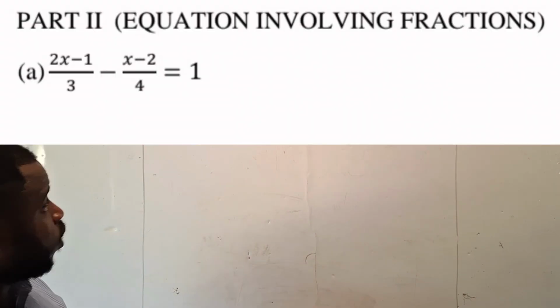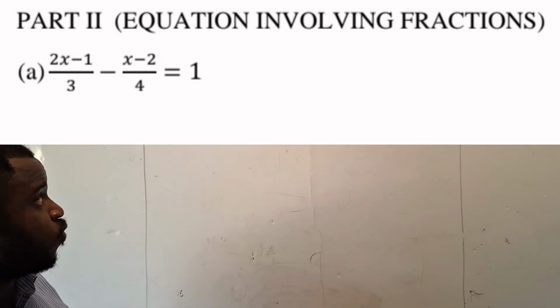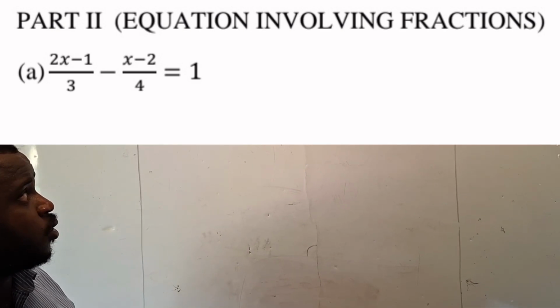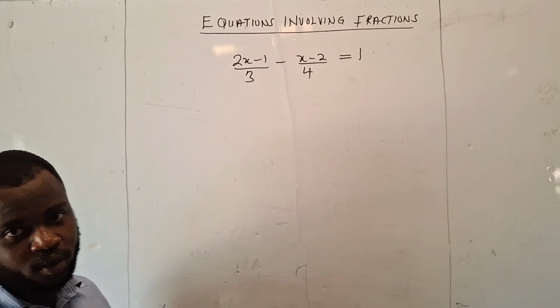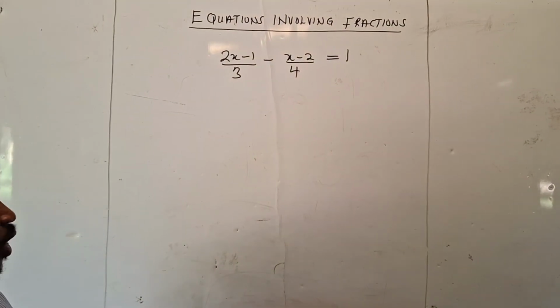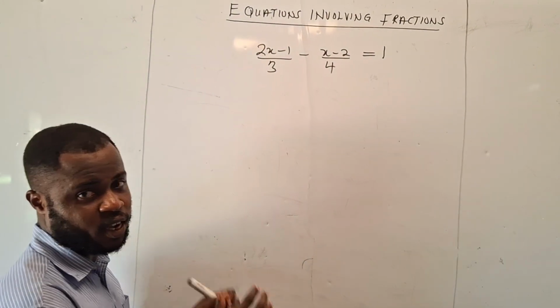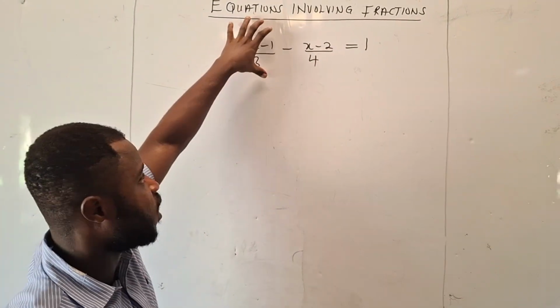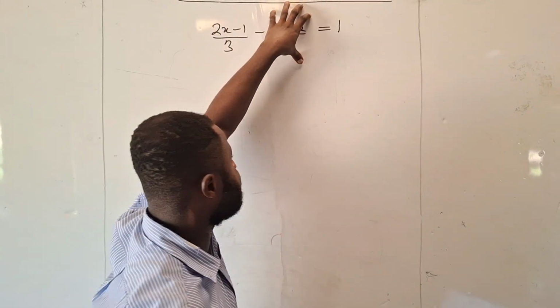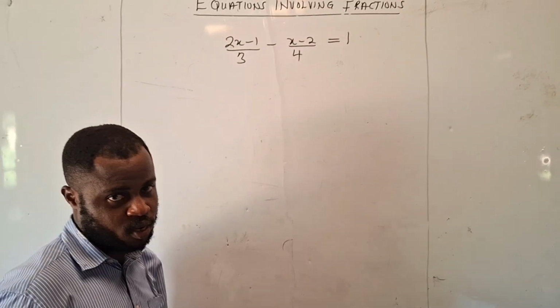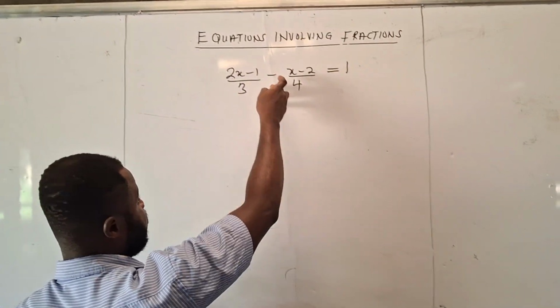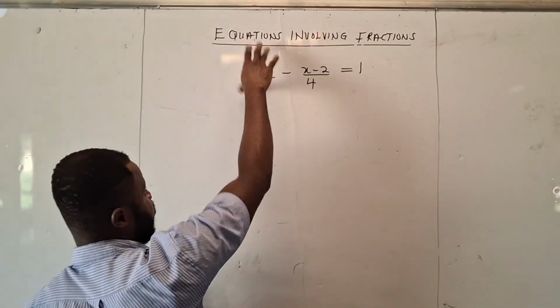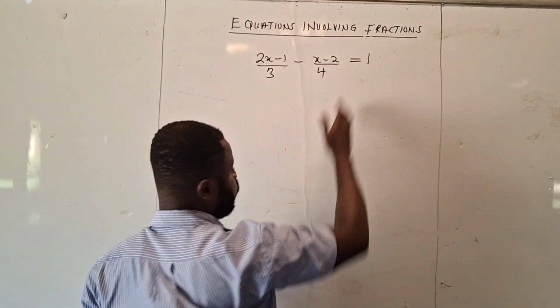So we are going to solve for x in 2x minus 1 over 3 minus x minus 2 all over 4 is equal to 1. Now, what you have to understand, how many elements do we have here? It's only 3 elements. This and this are seen as 1, this and this are seen as 1, and this is also seen as 1, because of the operation signs here. This is a fraction and this is a whole number.